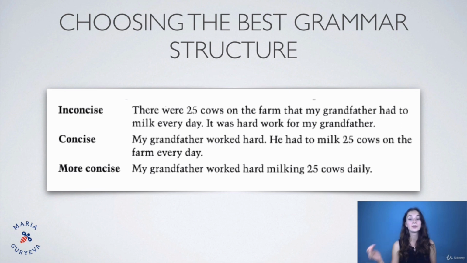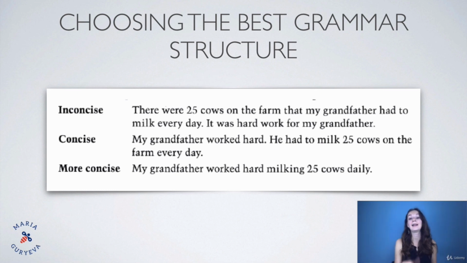"There were 25 cows on the farm that my grandfather had to milk every day. It was hard work for my grandfather." Let's have a look at the concise version. "My grandfather worked hard. He had to milk 25 cows on the farm every day." So you see here that the inconcise sentence started with "there were." Usually "there is," "there were," "there was," "it is," "it was," and stuff like that are not the best grammar structure. Usually when you write a sentence with "there was," "there were," "there is," "there are," "it is," etc., there is a better way to say that.